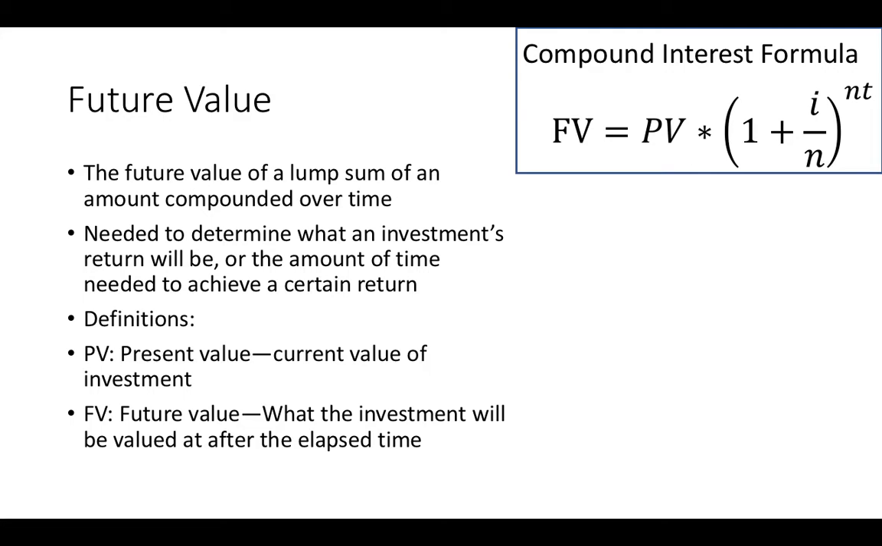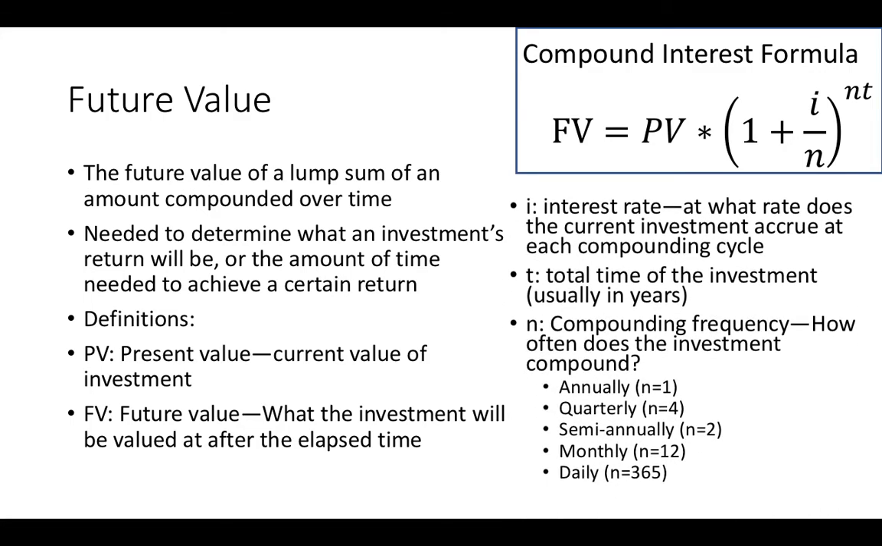So here are some definitions. We have PV, which is our present value, and it's the current value of the investment. FV, future value. This is what the investment will be worth after the elapsed time. I, our interest rate. This asks at what rate does the current investment accrue at each compounding cycle. T, which is the total time of the investment, it's usually in years.